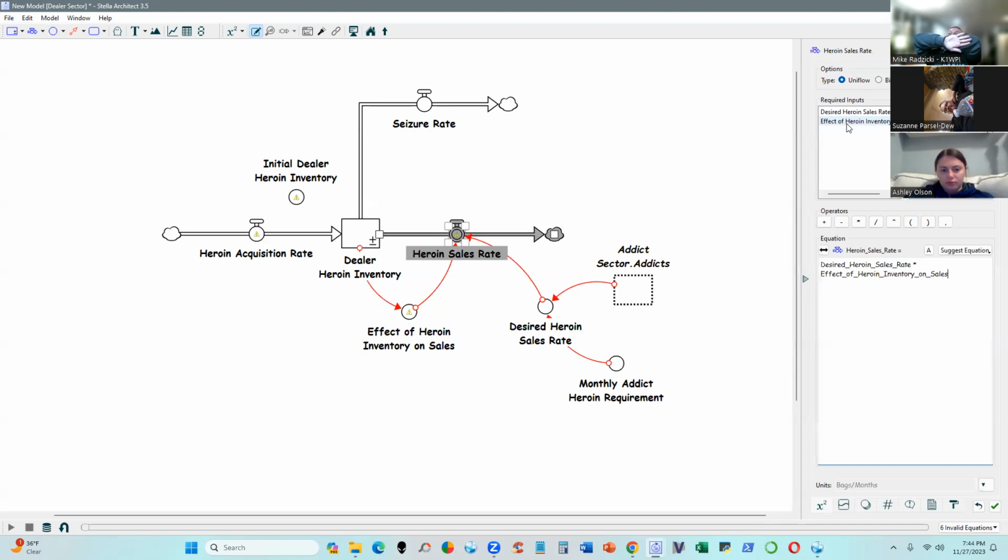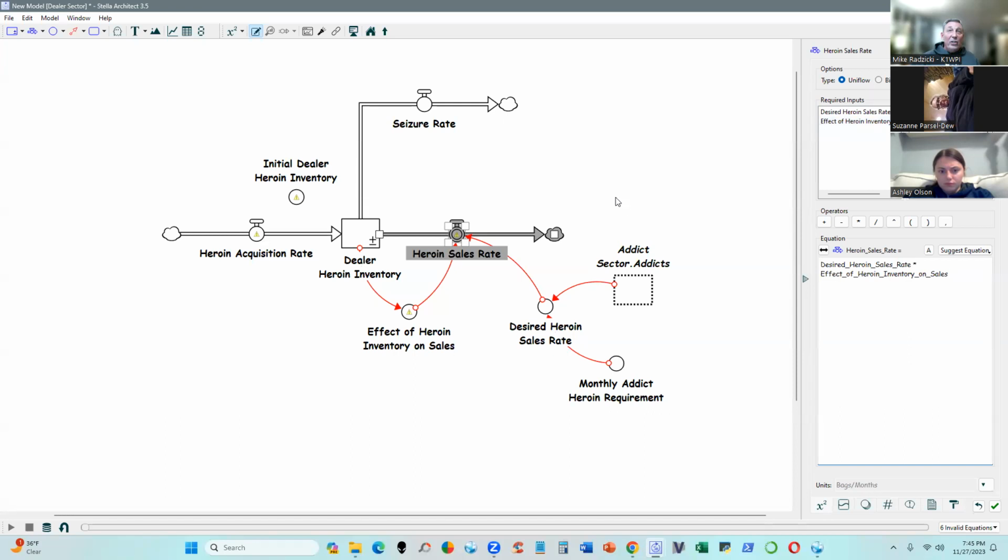If the two lines are on top of one another, you're selling, your customers are happy, at least with the quantity. It might be poor quality or something, but they're happy with the quantity, right? When you're starting to run out, either because you've got supply chain problems or there's been seizures, you have to start rationing. And when there's nothing in dealer inventory, the effect should be 0. It should be desired heroin sales times 0. Shut it off. There's nothing to sell, right?